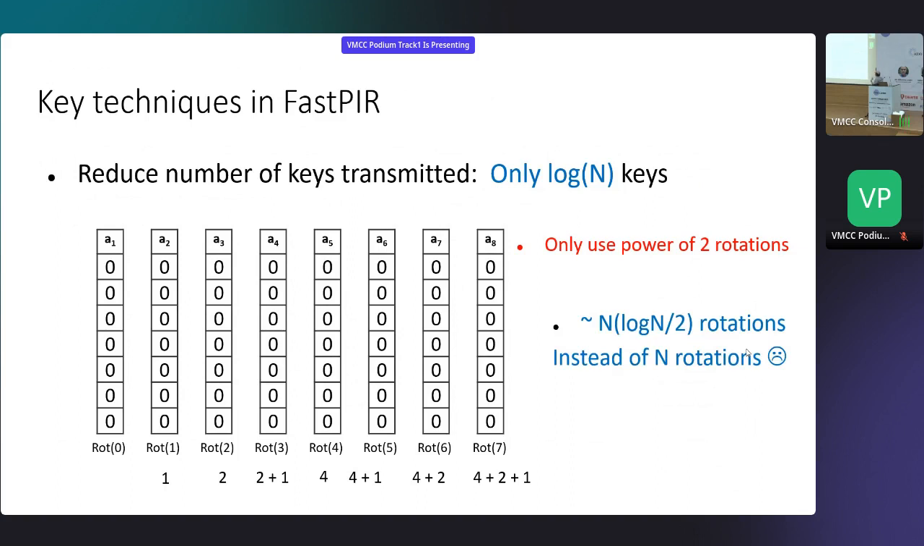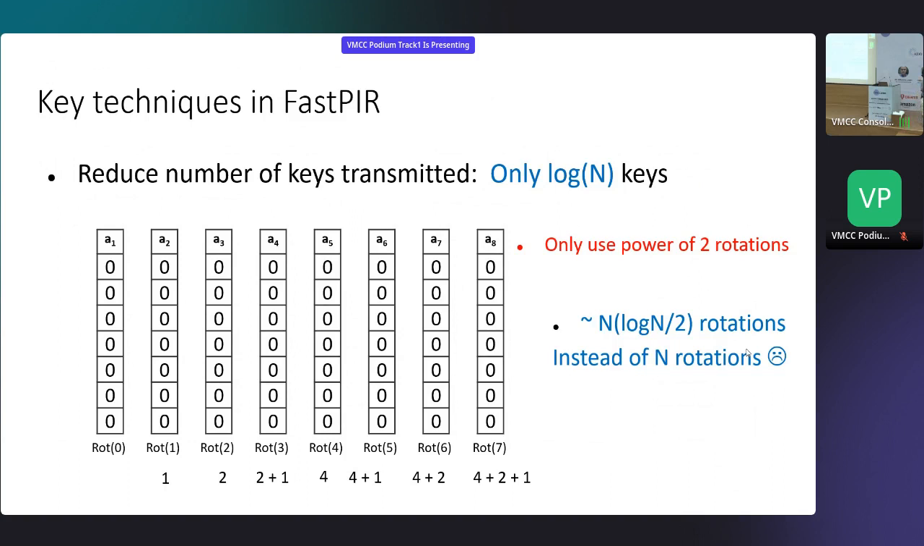So I can use only that many keys, but I have to do several rotations. I have to do this one once, this one once, this one twice, this one twice, this one three times. So I end up being approximately n times log n rotations that I need to do.